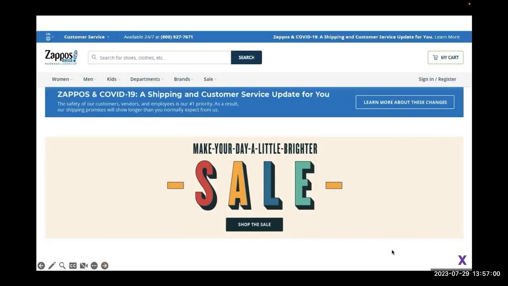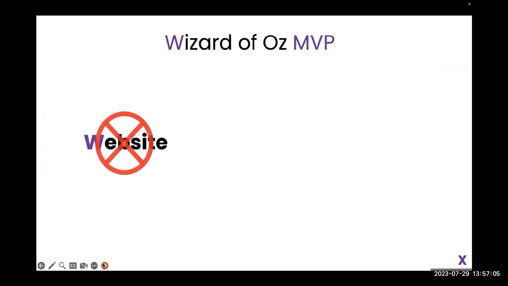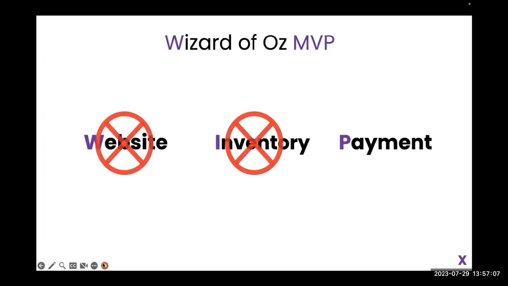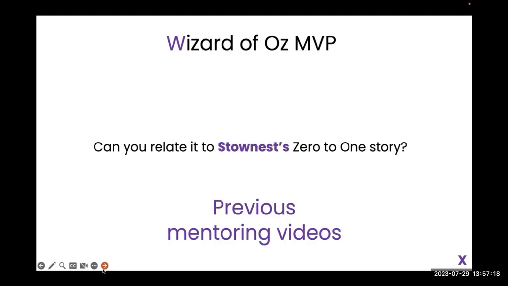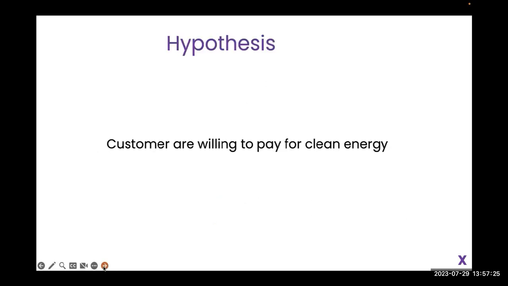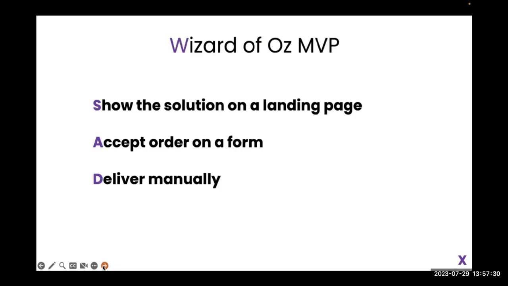Pretty similar. This is the website they had when they exited the company. But initially, they never had a website, they never had an inventory, they never had a payment system integrated as well. For D2C brands, inventory, payment, websites are everything right now. It was one of our previous guest mentoring sessions, which you should relate back to. You'll get a video on this. They also did this. They are a YC company right now. Customers are willing to pay for clean energy was their concept.